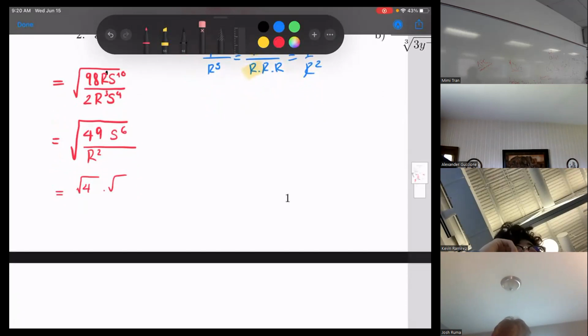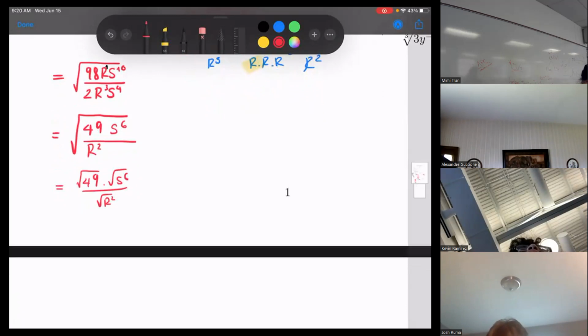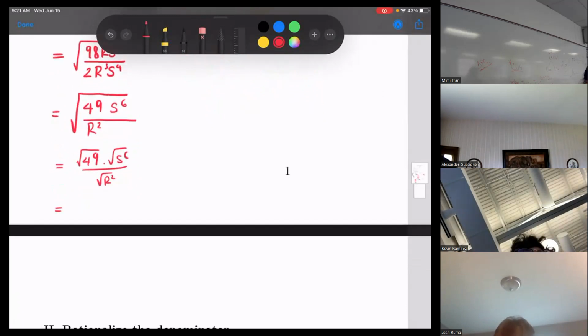I keep saying 48, I don't know why. Sorry, and S to the 6 over the square root of R squared. If you wanted to, that step, you don't have to show me. All right, so the square root of 49 is 7. What is the square root of S to the 6? The boot method, kick that 6 over. Yeah, there's the invisible 2 there, so 6 divided by 2 is 3, so S to the 3rd.